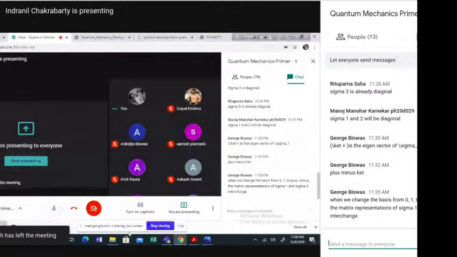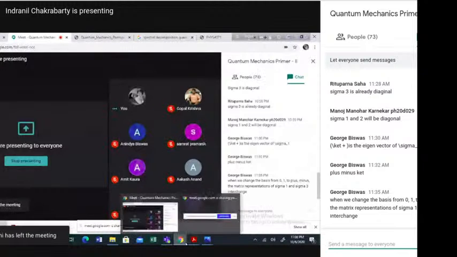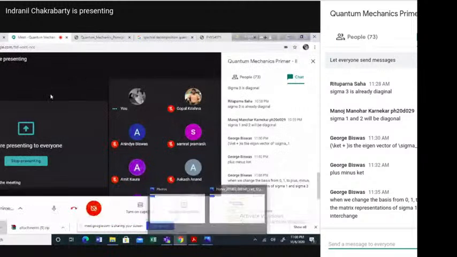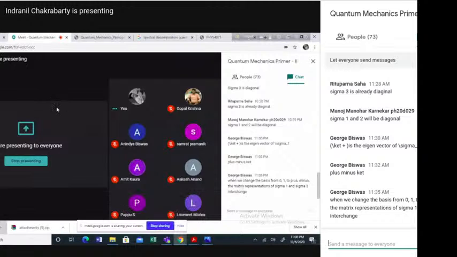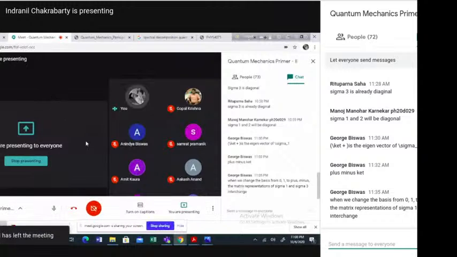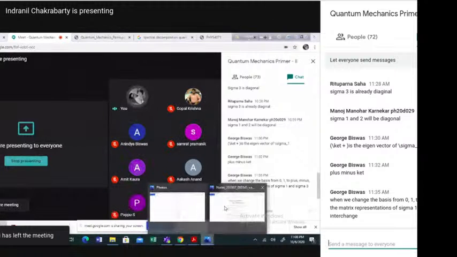Can you find out sigma 1 cross sigma 2? What will be the tensor product of sigma 1 cross sigma 2?